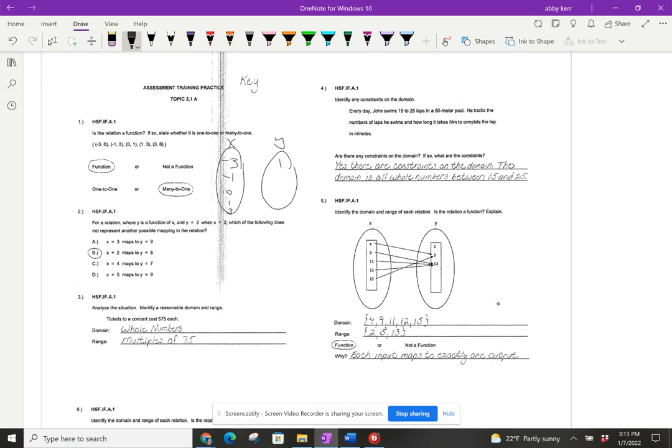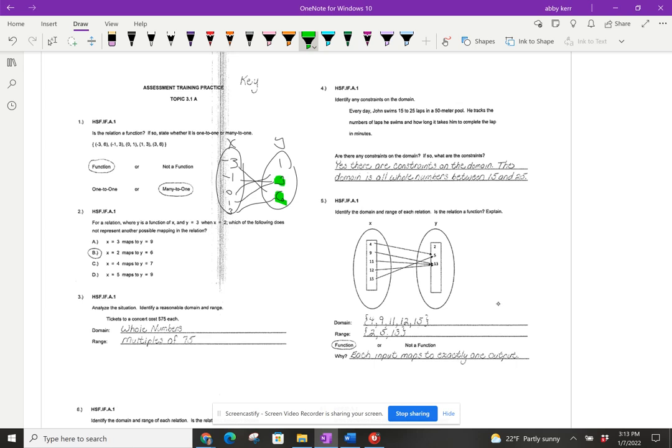So we have 1, 3, and then 6. Negative 3 maps to 6. Negative 1 maps to 3. 0 to 1. 1 to 3. And then 3 to 6. It is a function: for every x value, there's only one y. The reason it's many-to-one is that we have a few numbers going to 3 and a few numbers going to 6.